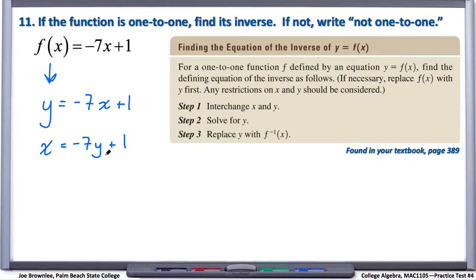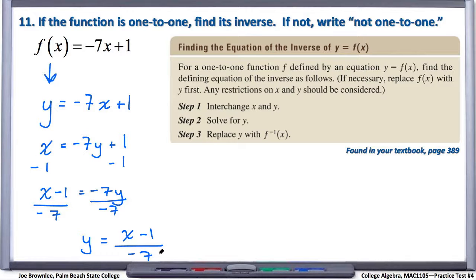Step 2 tells us to solve for y, so let's get y all by itself. We'll start by subtracting 1. That'll give us x minus 1 equals negative 7y. And last thing we'll do is divide by negative 7. And that gives us y equals x minus 1 over negative 7, and I'm going to go ahead and bring this up here, and so y equals x minus 1 over negative 7.